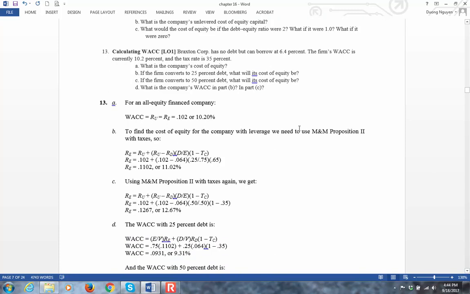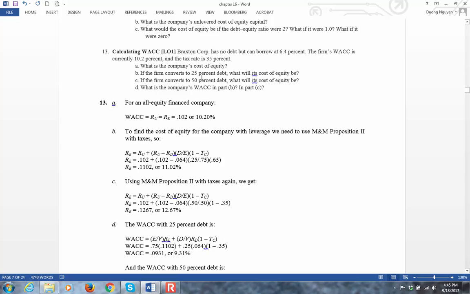Now this company has no debt but can borrow at 6.4%. The weighted average cost of capital now is 10.2. Tax rate is 35%. So if the company doesn't borrow anything, the cost of capital would be equal to the cost of equity. So the cost of equity is simply the same as the cost of capital for the firm if the firm doesn't borrow anything. So our cost of equity is equal to 10.2%.